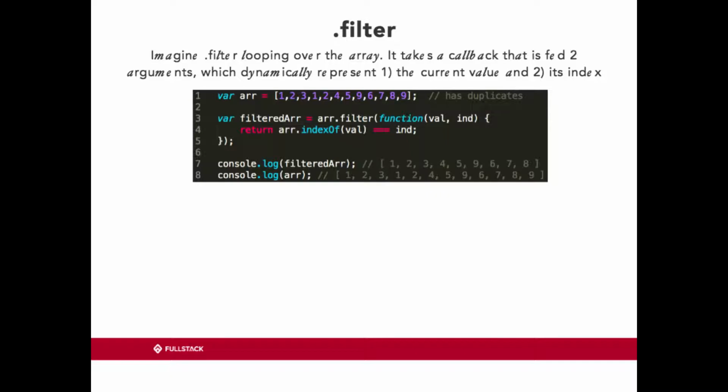However, what filter does is evaluate this function on every single element in the array. Once it evaluates that, it takes whatever value it gets back and converts it to a Boolean, either true or false. And that Boolean tells filter, hey, I'm creating a new list. Do I want this item in that new list?